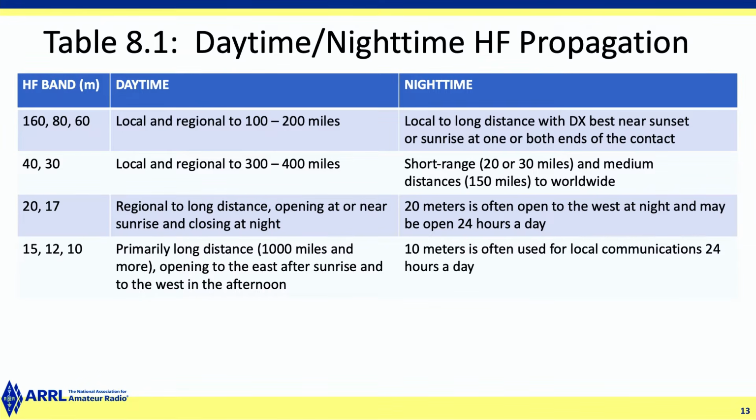So if we take a look at daytime and nighttime propagation, basically 160, 80, and 60 meters, the lower frequencies, we're going to use at night. 40 and 30, you're going to get a little bit better further distance. But 20 and 17, we're going to really be going long distance. And then the high frequencies, the 10 meters, 12 meters, and 15 meters, those are going to be long distance, primarily during high ionization activity after sunrise.